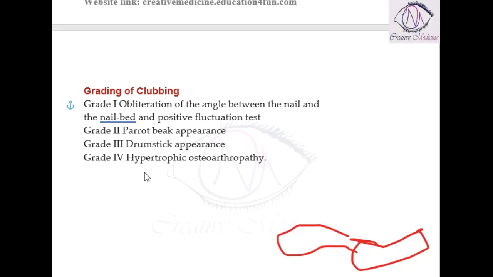Then we have grade 4 clubbing. In grade 4 clubbing, we have hypertrophic osteoarthropathy.